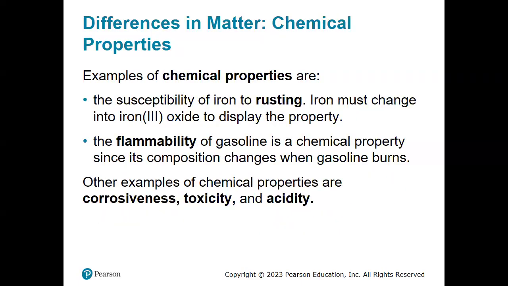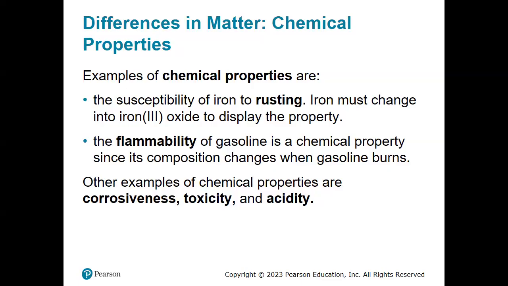Now, contrast that with chemical properties. Chemical properties are ones where we would have to observe some kind of chemical transformation taking place while we are observing the property itself. So some examples of this: rusting or oxidation. That's a chemical property.